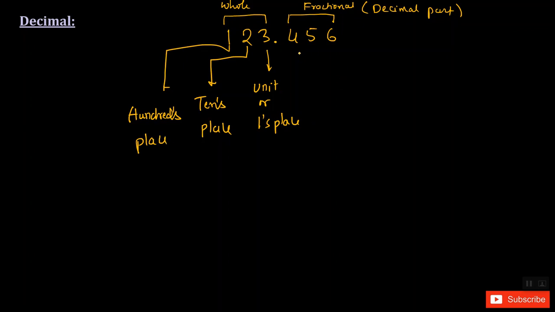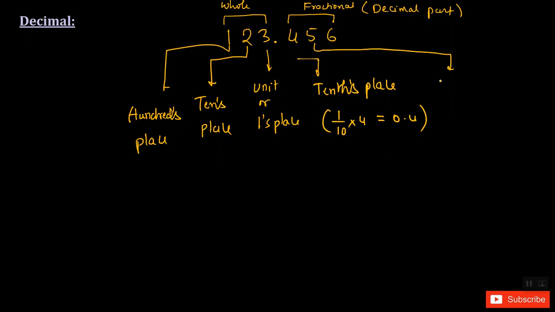But when I'm going after the decimal point, the first digit is called the tenths place. The tenths meaning 1 by 10 times 4, that gives me 0.4. If I'm just talking about the first digit, this is basically 0.4, right? And this digit is called the hundredths place. Hundredths, not hundreds. And this is basically 1 by 100 times 5, that's 0.05, what we say.